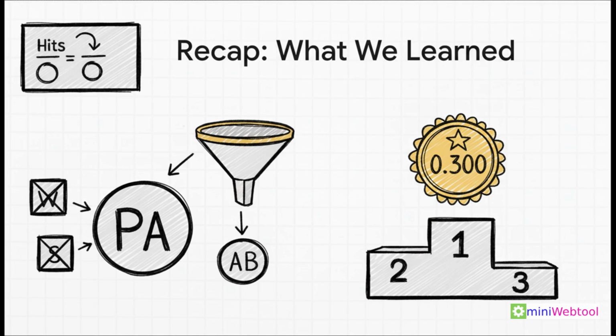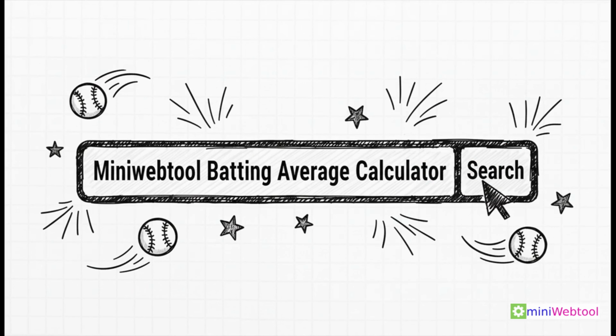Okay, so let's do a super quick recap. Number 1, batting average is hits divided by official at-bats. 2, and this is the big one, an at-bat is not the same thing as a plate appearance. You got to take out the walks, sacrifices, and hit by pitches. And 3, .300 is that magic number, the benchmark of a great hitter. So now you don't just know what batting average means, you actually understand the logic behind it.